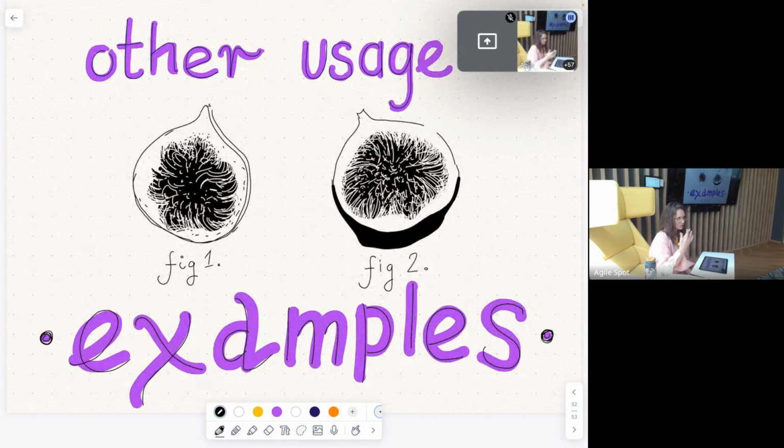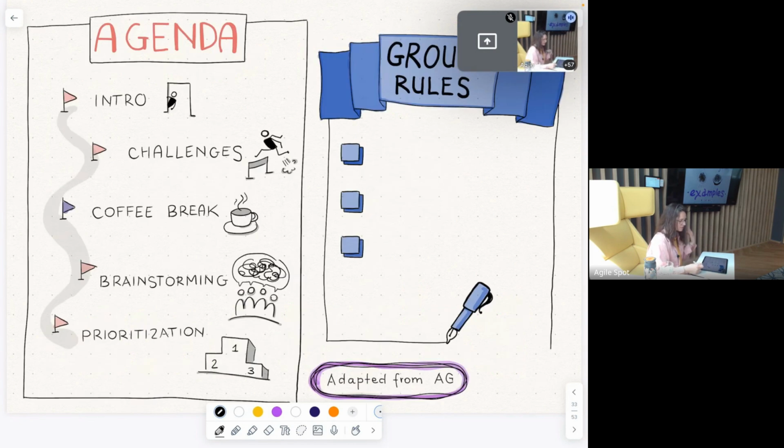But there's other usage. I was talking about icons for sketchnoting, but those elements can be super useful for some of you when you prepare for a meeting. For instance, this ribbon: the grand rules of our meeting. And supposedly there's an agreement, with a fountain pen, so we kind of mentally sign that, yes, we agree to have that. And you can have an agenda of a meeting: intro, the challenges that we have, what we're going to brainstorm, and then we're going to prioritize what we think.